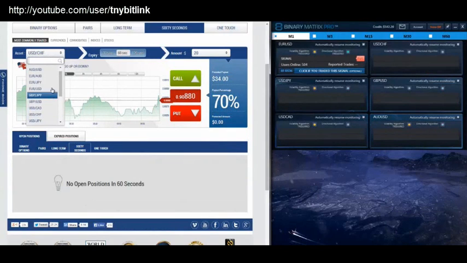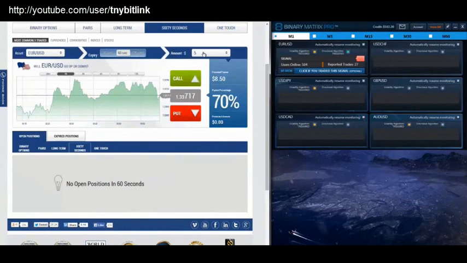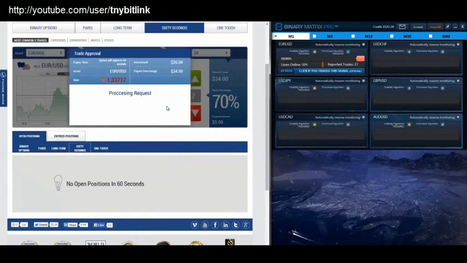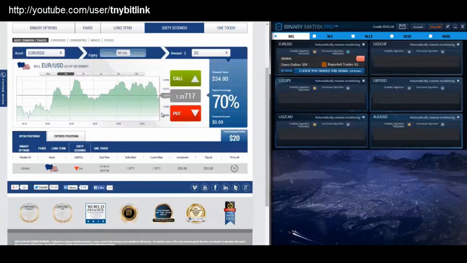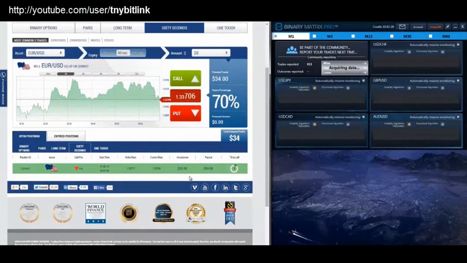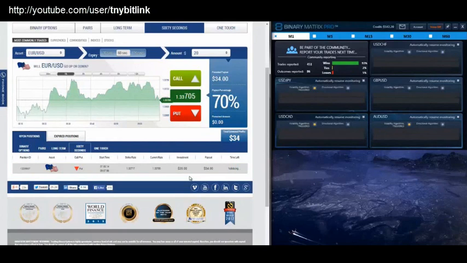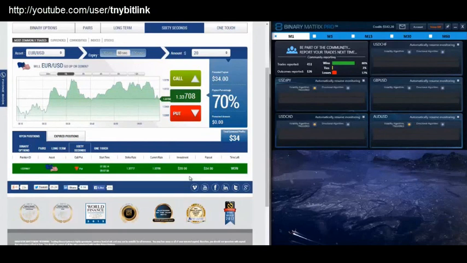All right, we've got a Euro USD. This is a put signal. Here we go. All right, last few seconds of our trade. We're looking for the price to go down, and it has. This put signal looking like a pretty clear, solid win. And there we go. We won another $34.